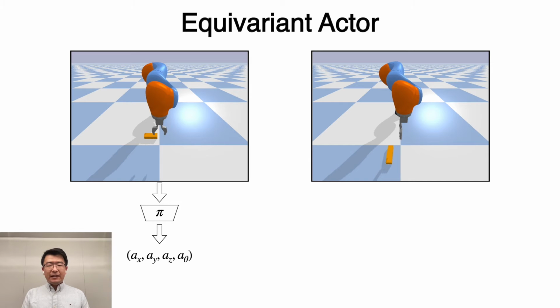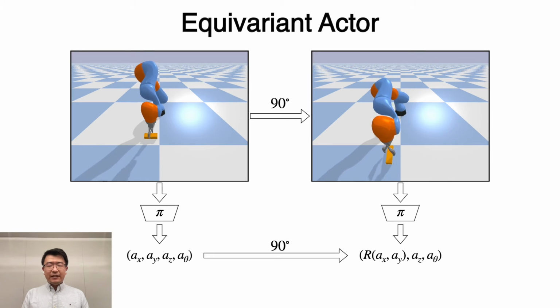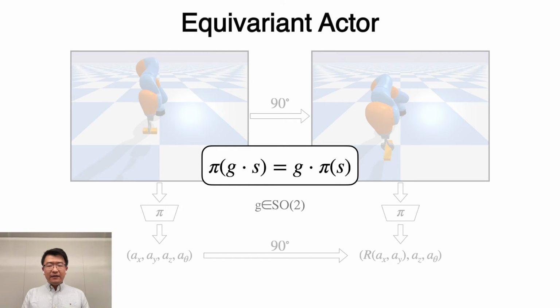We first implement an equivariant actor function pi. When the state is rotated, the output action of pi would equal the output action of the original state, but with the xy vector rotated. Formally, the actor can be written as an SO2 equivariant function. Here, G is an element of SO2.